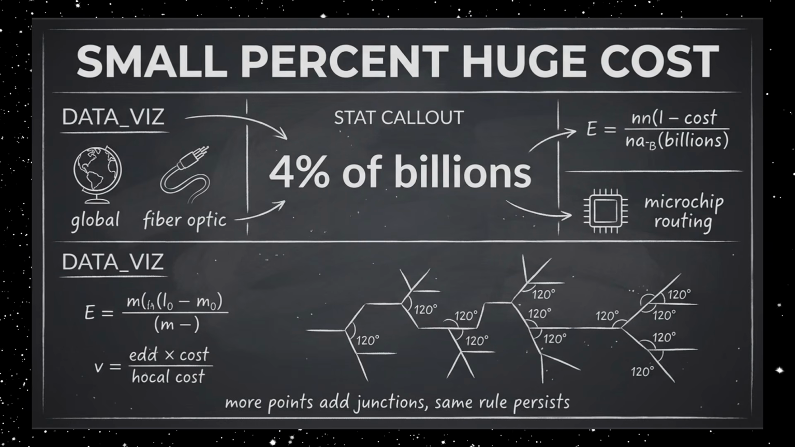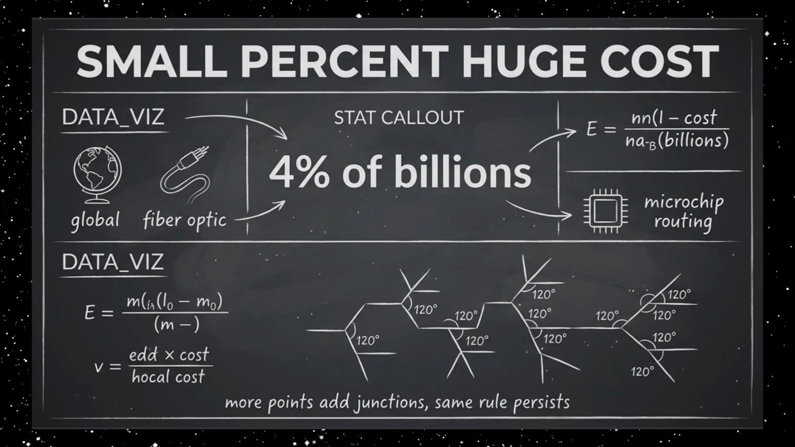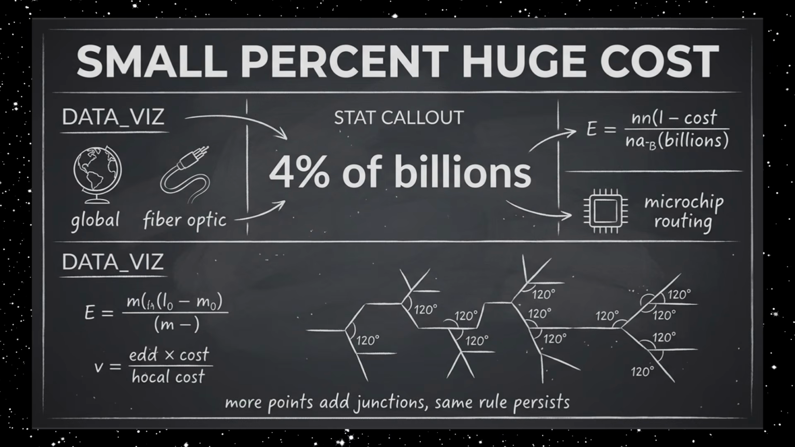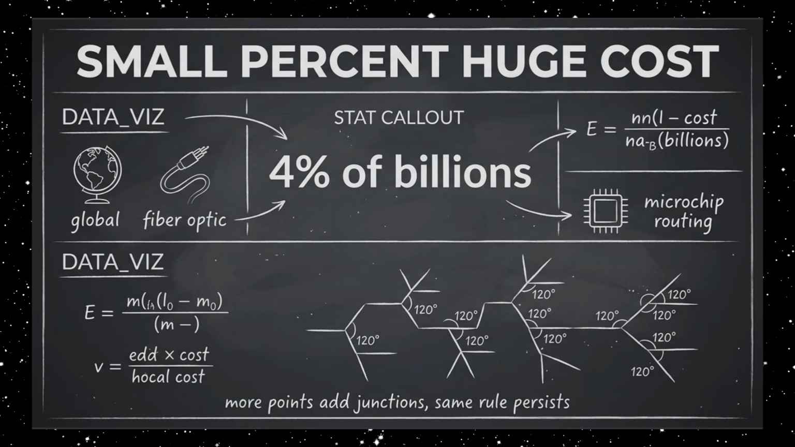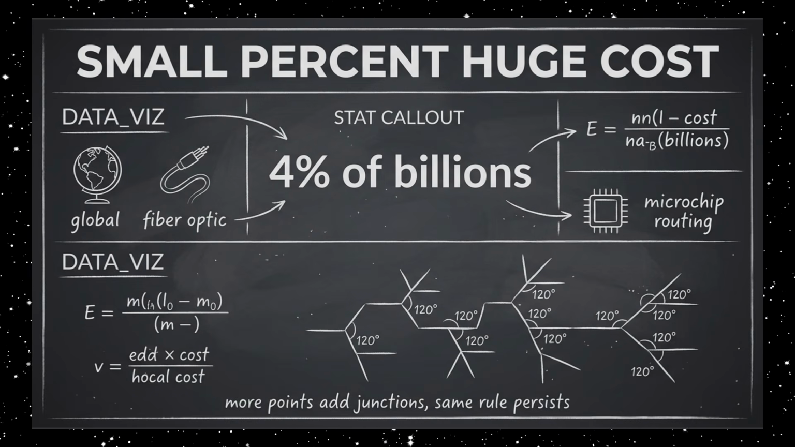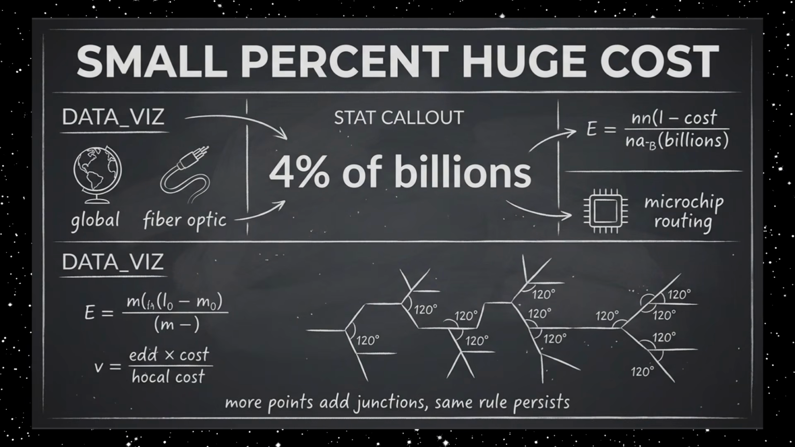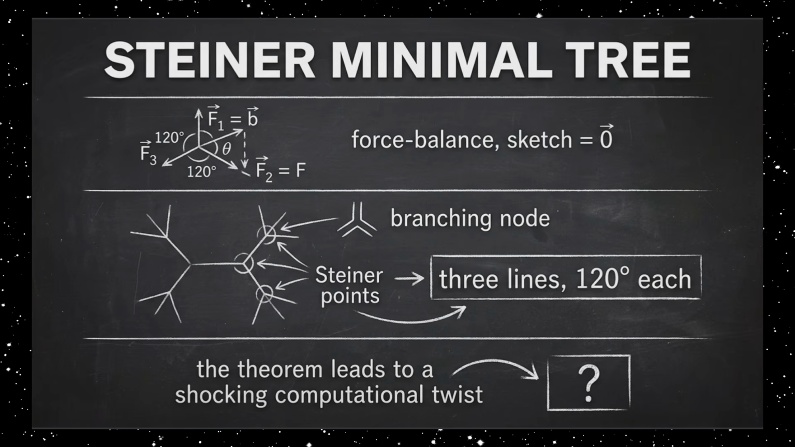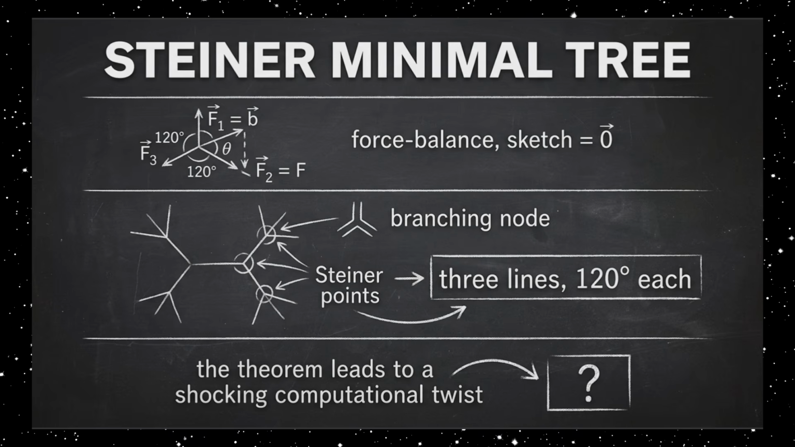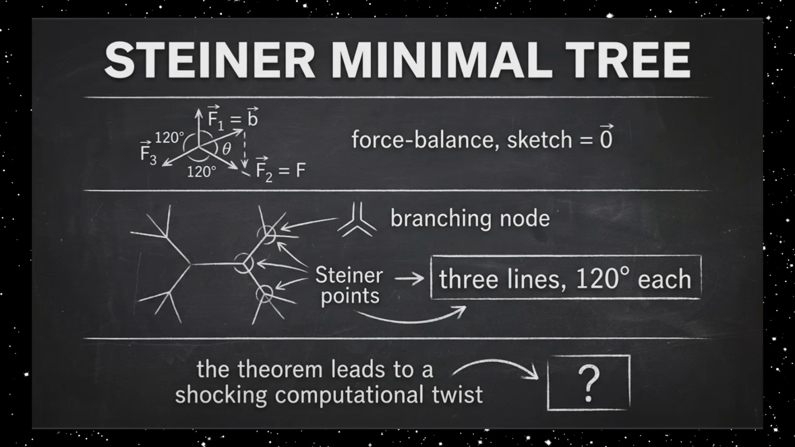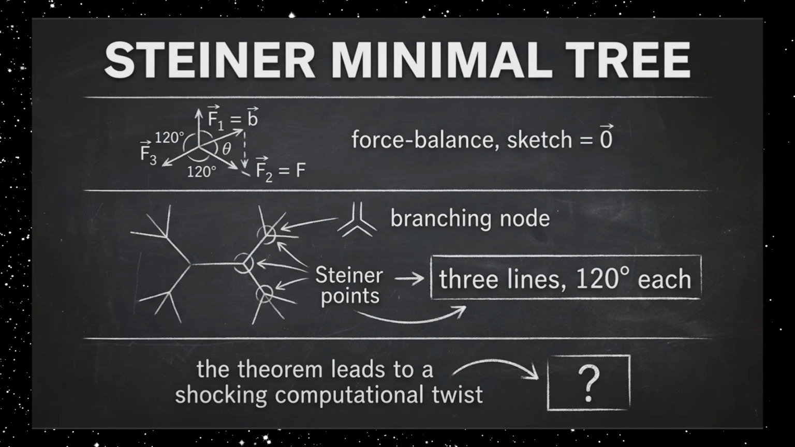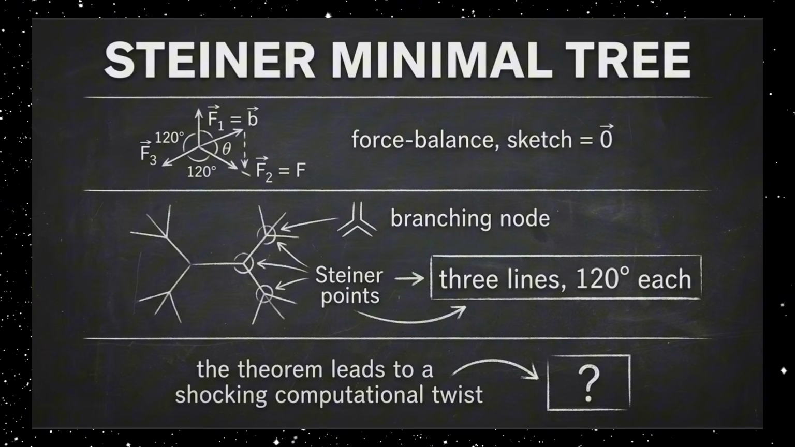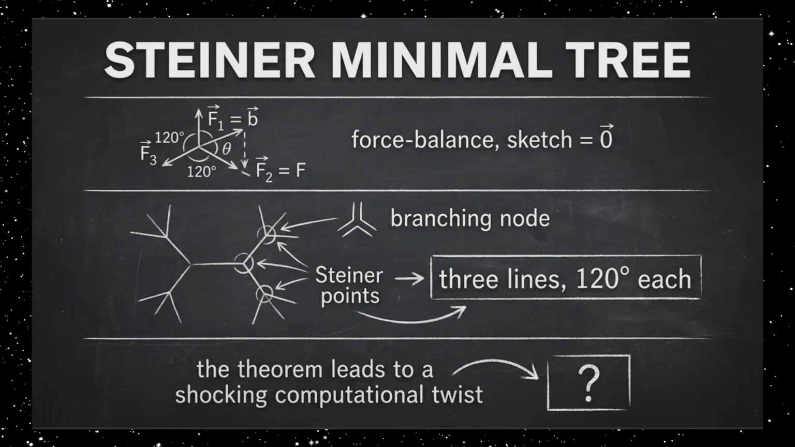For more points, you can get many junctions. But the same rule always holds. At every junction, exactly three lines meet, and they meet at 120 degrees. That's a theorem. It follows from the same forced balance argument I described for soap films. These extra junction points are called Steiner points, and the optimal network is called the Steiner minimal tree.